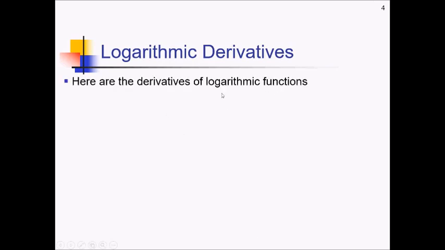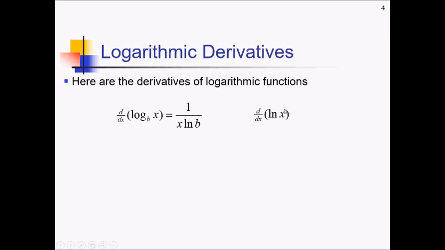So I'll give you the first one. Here's the derivative for any log. So if you're taking the derivative of log base b of x, that's going to be 1 over the input, which is x in this case, times the ln of your base. Using this idea, see if you can figure out the derivative of ln of x.